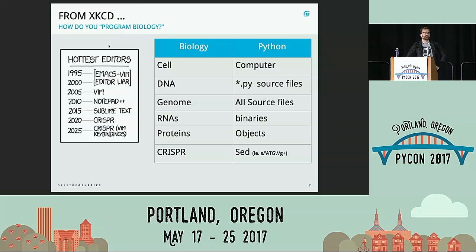And CRISPR then is basically sed. It is find and replace, let's grep for something, let's edit it out. And really all we're doing is taking these CRISPR packets and chucking them at a computer and editing its source file in as specific a way as possible to try and affect some change.